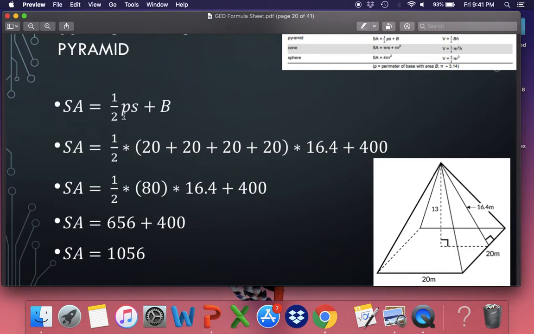So 1/2 times the perimeter. Since this side's 20 and that side's 20, the back's 20 and the left side's also 20, so 20 plus 20 plus 20 plus 20 gives you the perimeter. The slant height, as you see, is not 13. That's the regular height. The slant height is this guy, and that'll be 16.4, plus the area of the base. 20 times 20 will give you the area of the base, that'll be 400. So half times 80 times 16.4 is 656, plus 400, which would be 1056.